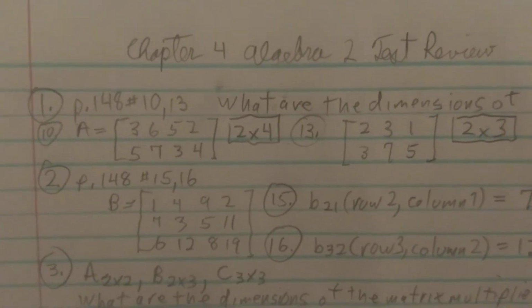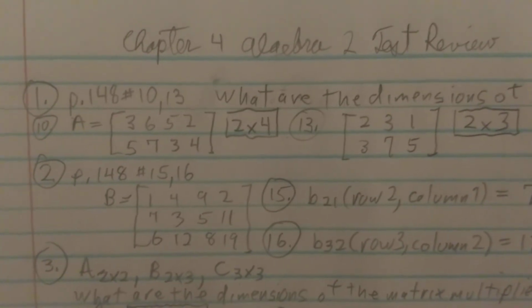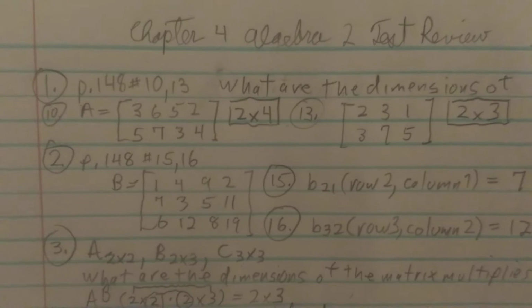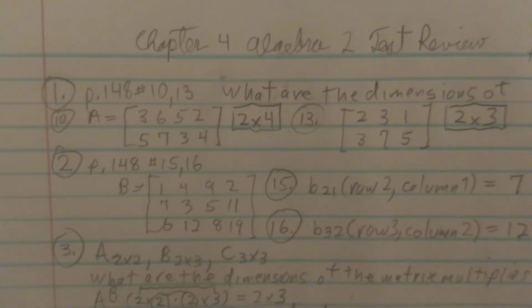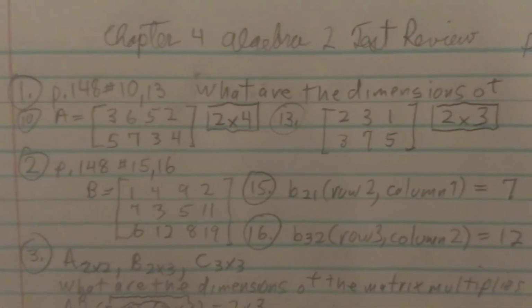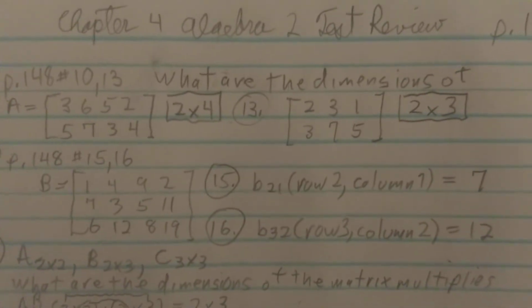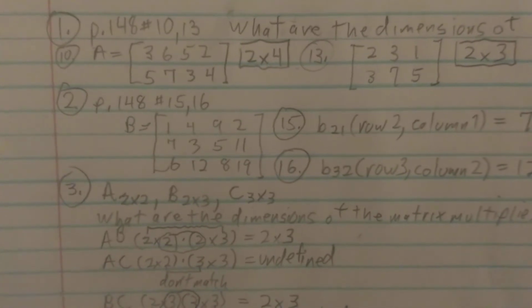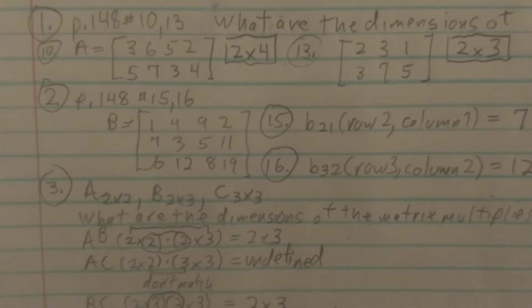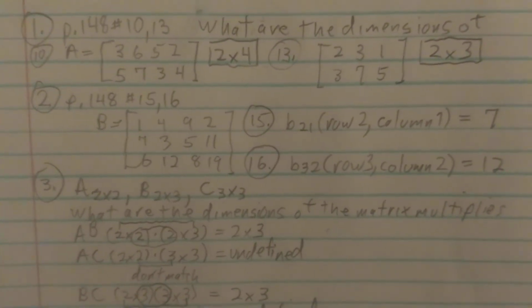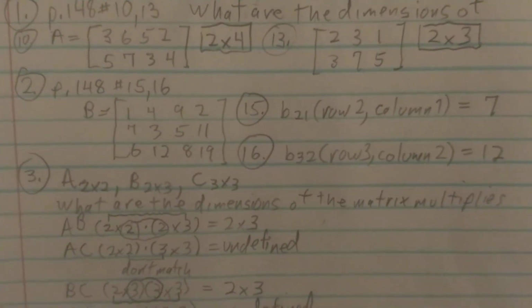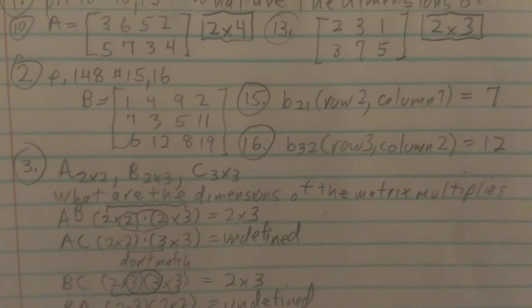On problem 1, we're looking at page 148, 10 and 13, and just really easy. What are the dimensions of the first one from problem 10, which is 2 rows by 4 columns, and problem 13 is 2 rows by 3 columns. Then problem 2 is page 148, number 15 and 16 out of the B matrix. What's B21, which means row 2, column 1, which is 7. And what's B32, which is row 3, column 2, which is 12.